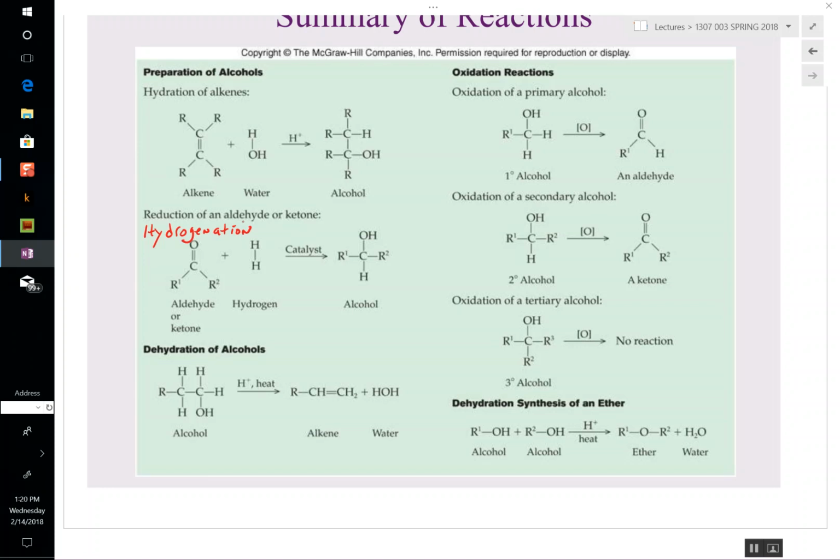And then you have the dehydration to form an alkene. You have the dehydration to form an ether. So there's a bunch of slides there looking at all these reactions a couple of different ways. And I think that's the last slide.